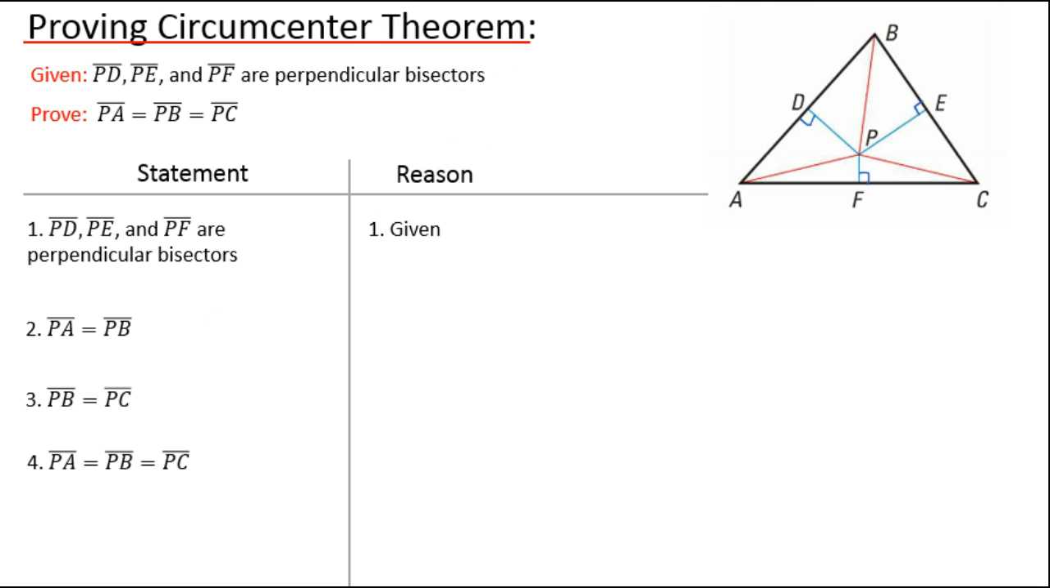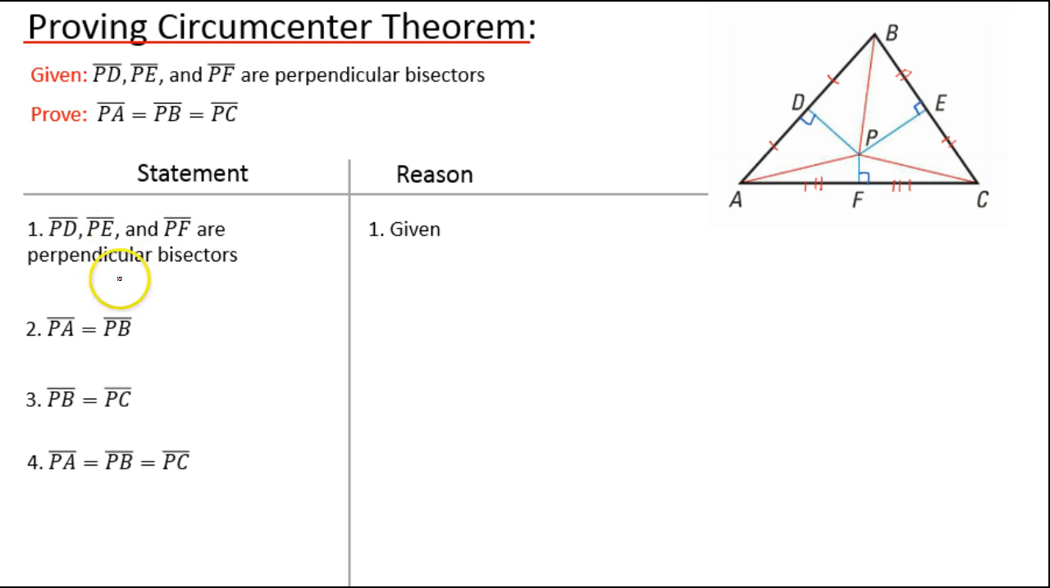So I'm going to go ahead and label the congruencies. If it's a perpendicular bisector, we know that BD should be congruent to AD. We know that BE should be congruent to CE. And we know that AF is congruent to CF. These are all congruencies.